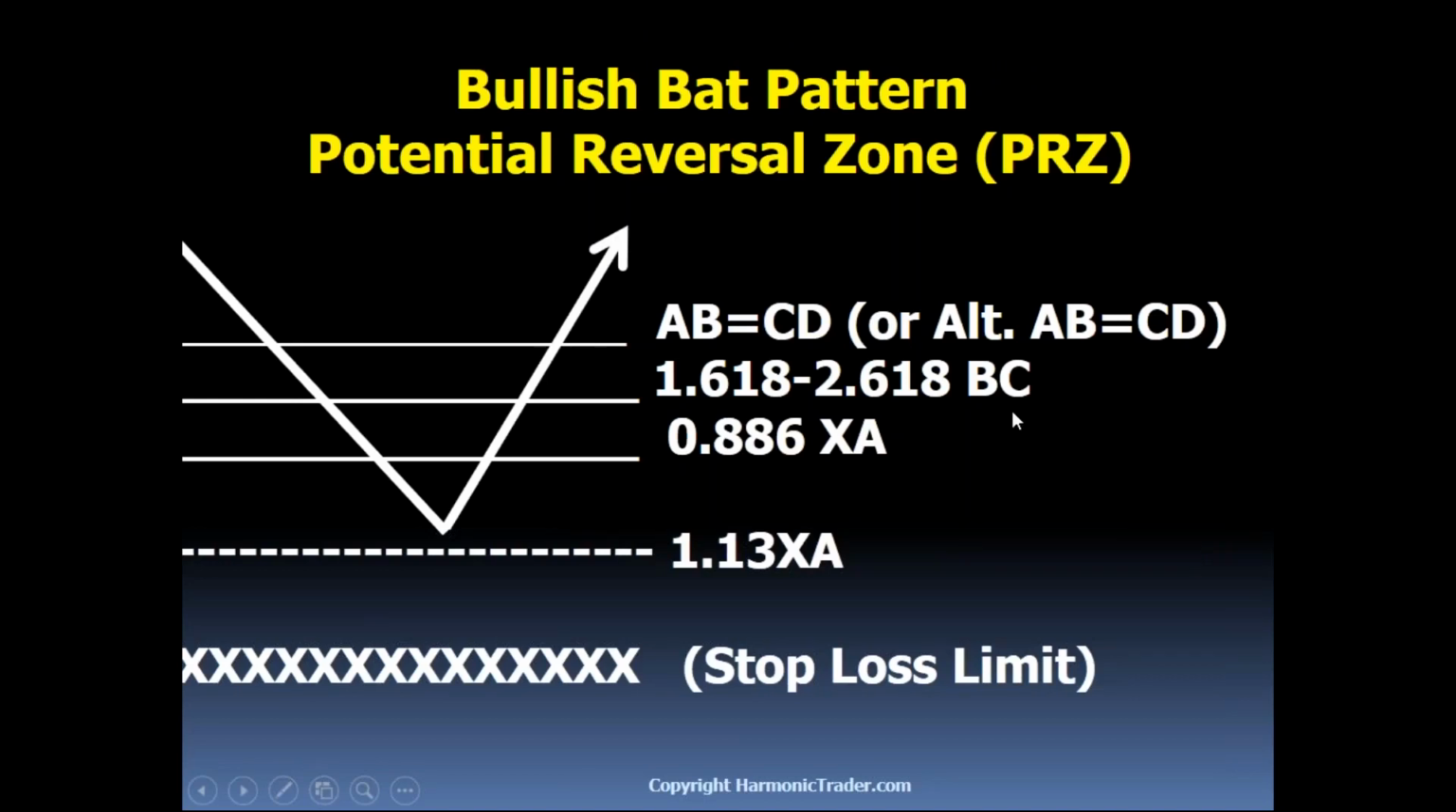Now when we're looking at the potential reversal zone, the key numbers are the minimum ABCD, that minimum 1.618 BC, but most important is that 886. That 886 is a relatively new number that I introduced in my Harmonic Trading Volume 1 book, but incredibly effective in these structures. We also consider the stop loss limit because we utilize a 1.13 harmonic ratio. So we're looking for the reversal right at the 886, but for stop loss purposes, we're going to put it just beyond this 1.13 as we're entering the trade.